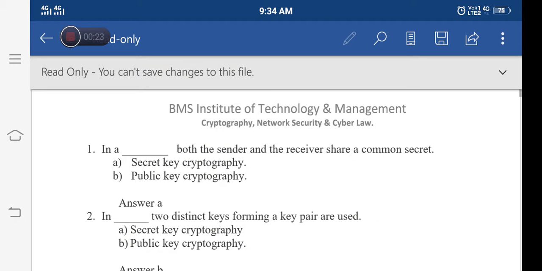The question is: in dash cryptography, both the sender and the receiver will share a common secret. Obviously it is secret key cryptography, because a secret key will be shared by both the sender and the receiver at both sides. The sender will be using a key for encryption. At the receiver, the same key will be used for decryption. So when both have a common secret, it is nothing but secret key cryptography.